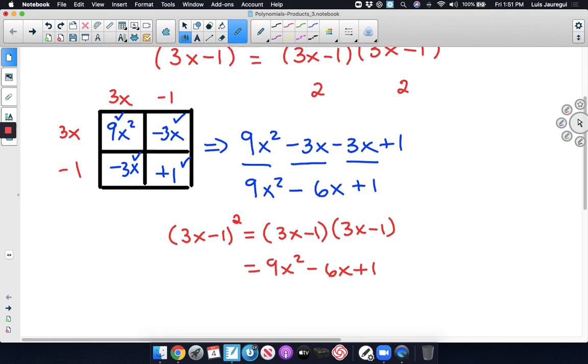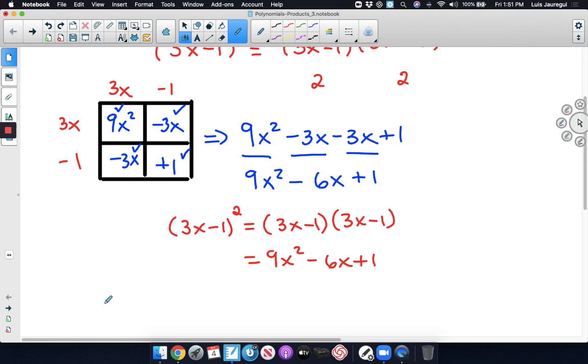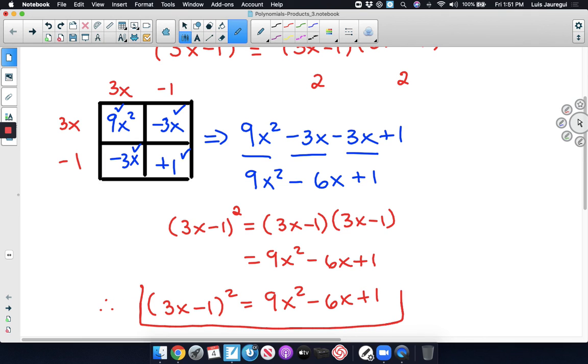So really, the big conclusion we can say is the following: (3x - 1)² is equal to 9x² - 6x + 1. Let's go ahead and box that solution. And that's how we can find the product of that polynomial times itself in this particular case.